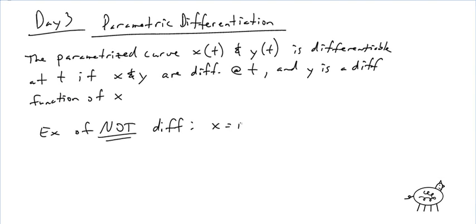If I told you x equals pi and y equals cotangent of x. Why is this not differentiable? Well, what's the cotangent of pi? It's undefined. So that's why this is not differentiable.